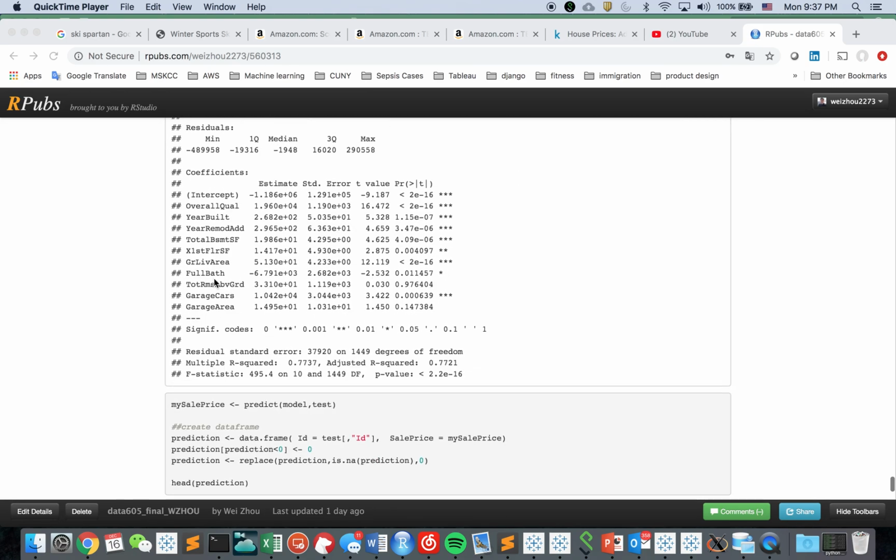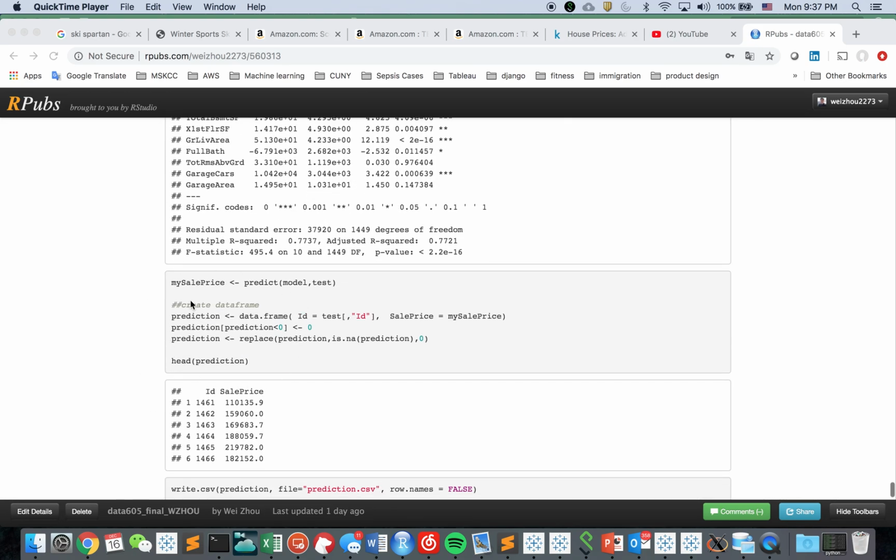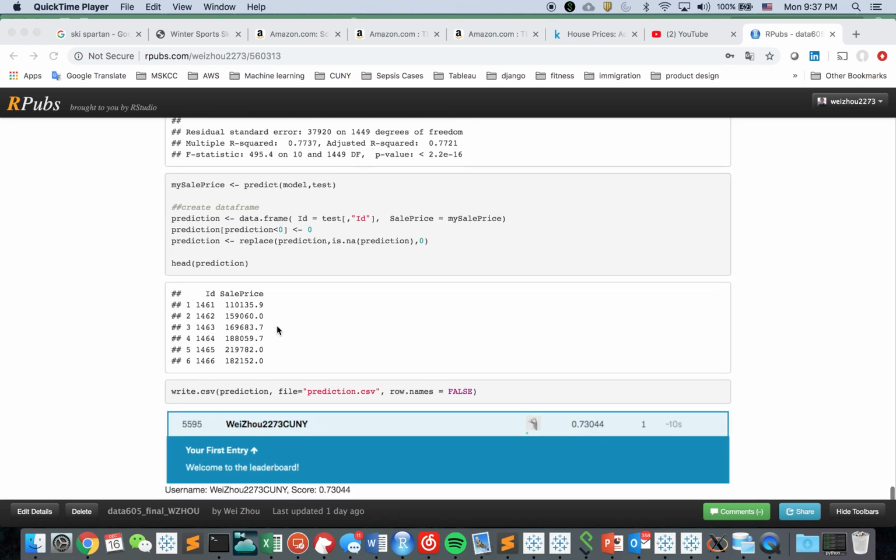And here is the summary of the model. For the prediction, I'm using the predict function to predict the sales price of the test data set. And here is the result. The prediction, and I got the first entry. My username is Weizo2273 CUNY, and my result is 0.73044.